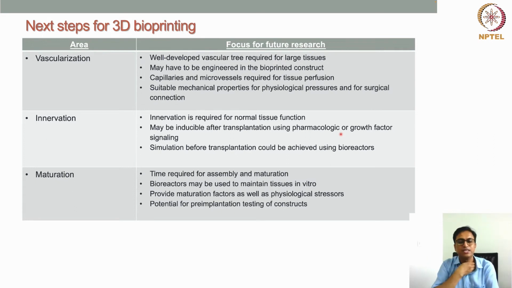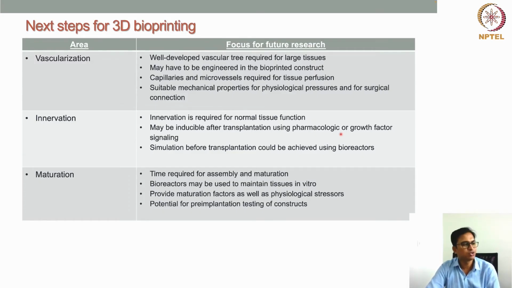So for innervation also, that can be simulated in some bioreactor before the transplantation. So by this way, the nerve tissue can grow, they can mature within the bioprinted construct. That can be addressed. So these are the things that should be done before the actual transplantation happens. So these things should be taken care of.